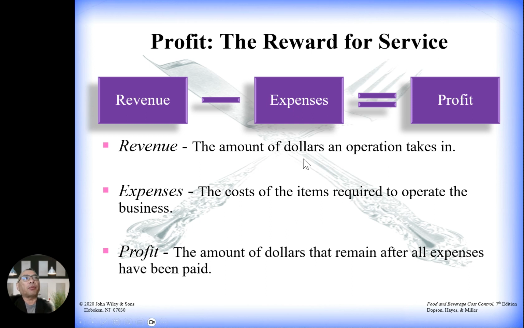What is revenue? Revenue is the amount of dollars an operation takes in. Expenses are the cost of the items required to operate the business. And profit is the amount of dollars that remain after all expenses have been paid. That is the key part.